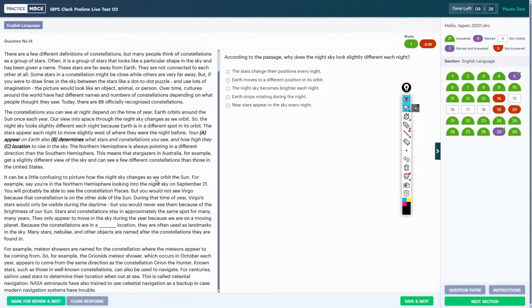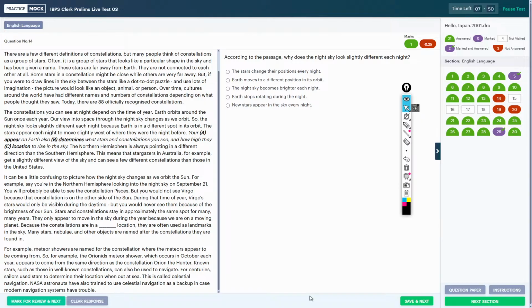Your location on Earth also determines what stars or constellations you see and how highly they appear. So CBA, to rise in the sky. The northern hemisphere is always pointing in a different direction than the southern hemisphere. This means that stargazers in Australia, for example, get a slightly different view of the sky and can see a few different constellations than those in the United States.